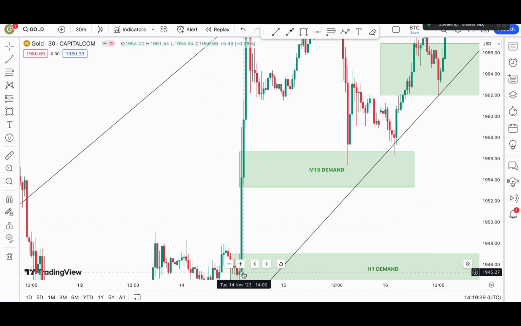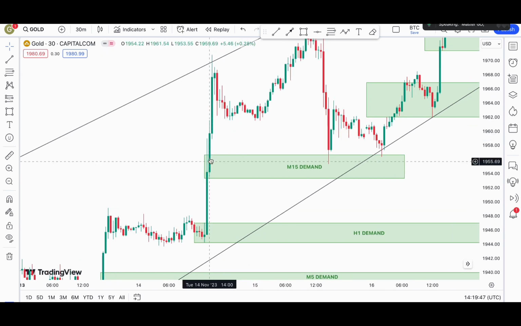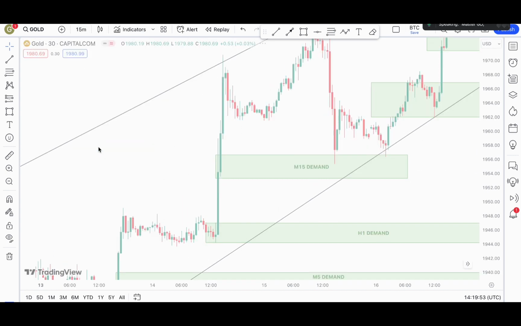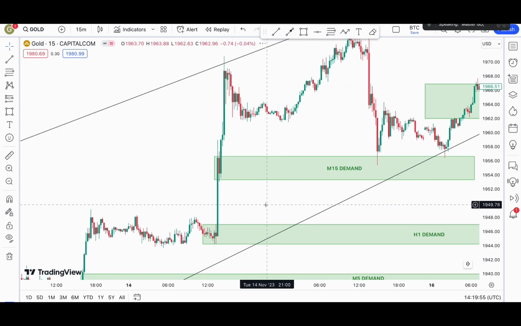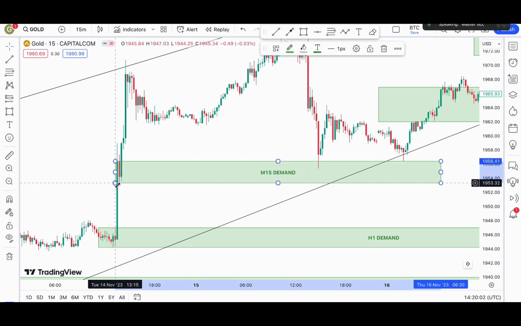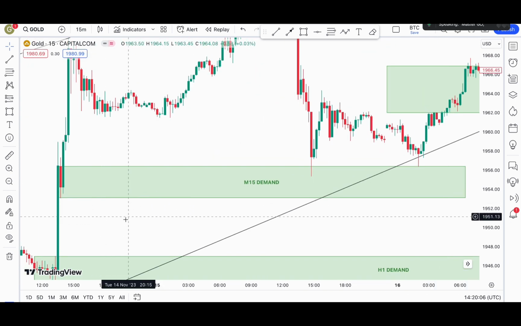You only see a very big bullish momentum flying higher and higher, but there is no rally-base-rally inside the M30 chart. But when you zoom in to M15, yes, we have the hidden zone. This is the hidden base, the hidden sub demand zone in M15. Is it sharp or not? Yes, very sharp.